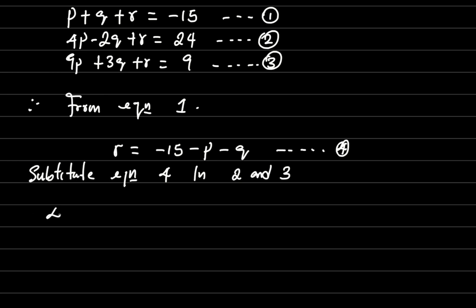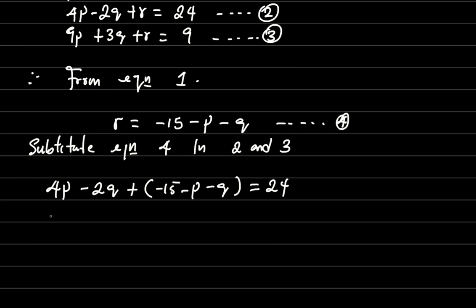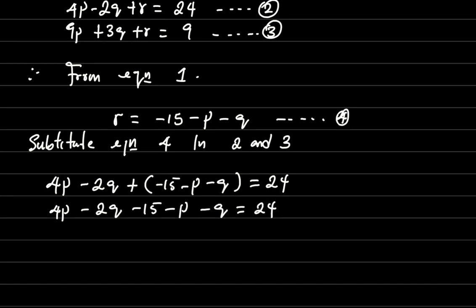So I'm going to have 4p minus 2q. Instead of r, I'm going to have plus minus 15 minus p minus q, then everything is equal to 24. Now what will happen here? This is 4p minus 2q, then I have minus 15 minus p minus q is equal to 24.